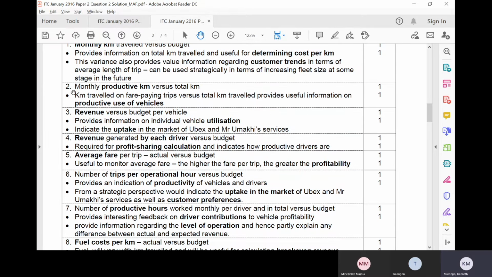Okay. The second one, they said monthly productive kilometers versus total kilometers. And then they said the kilometers traveled on fare paying trips versus total kilometers traveled provides useful information on productive use of vehicles. Yeah, so this is quite important.